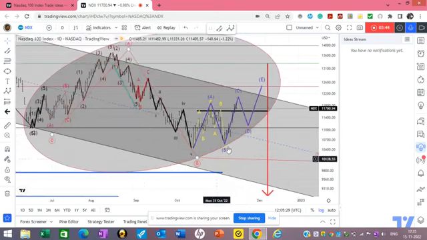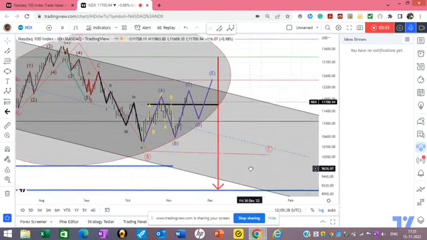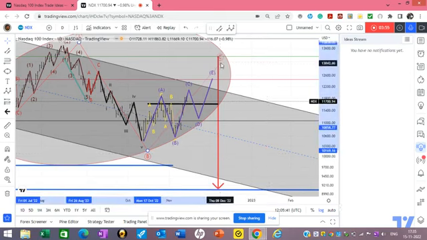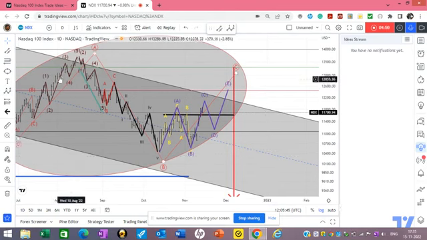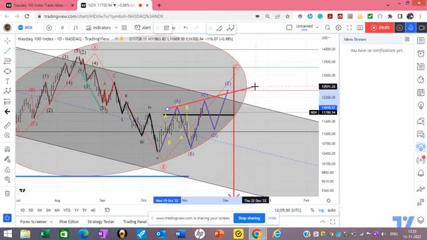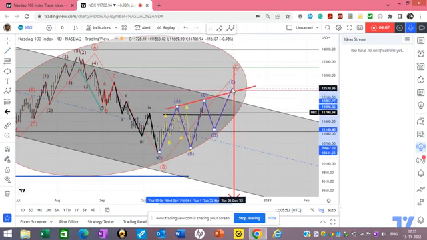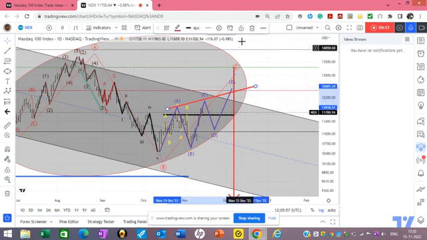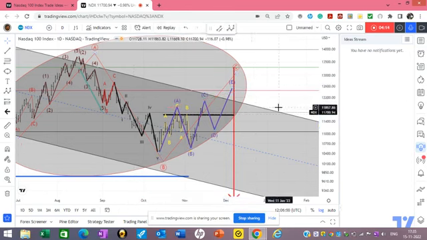And generally, what happens is that in an expanded flat correction or a running flat correction, the wave C forms itself into a triangle wave, and there might be an ending diagonal pattern like this. So wave C will generally shoot when you join these two lines AC, but there's time for that. We should not rush into it.